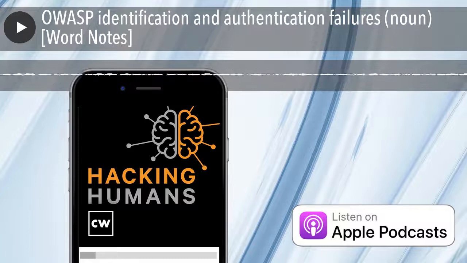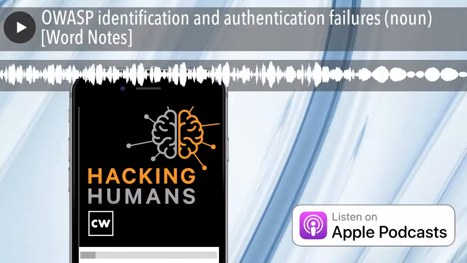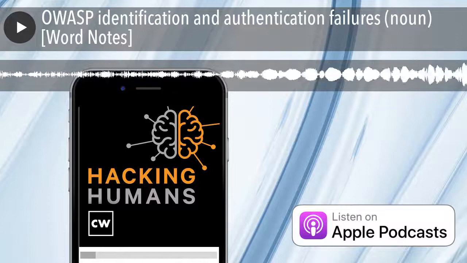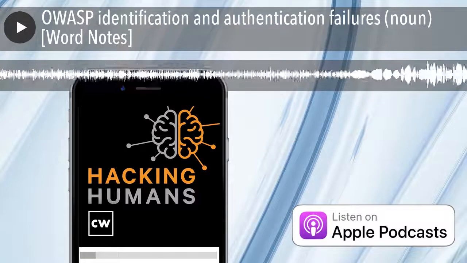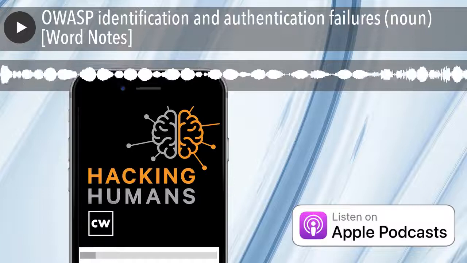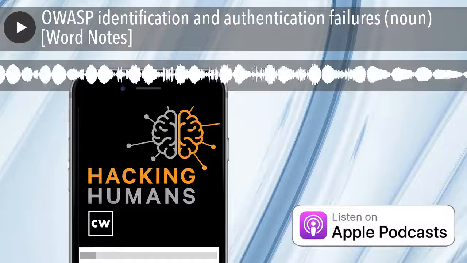Nerd reference. In Season 1, Episode 1 of the best hacker TV show ever, Mr. Robot, Elliot, played by Rami Malek, uses a social engineering and brute force password attack to take advantage of Bank of East Security's identification and authentication failures.